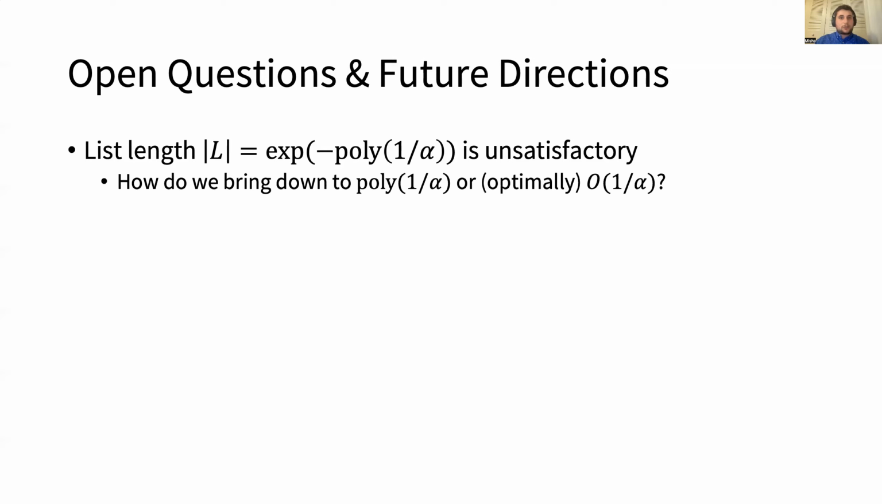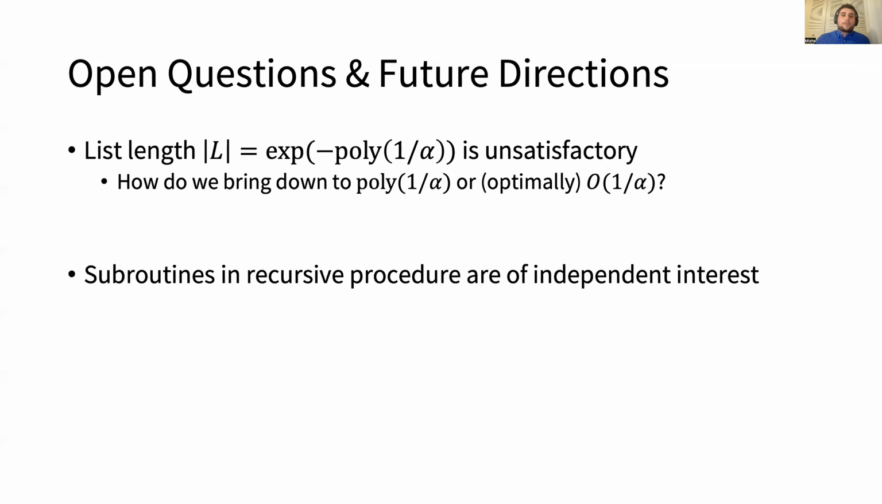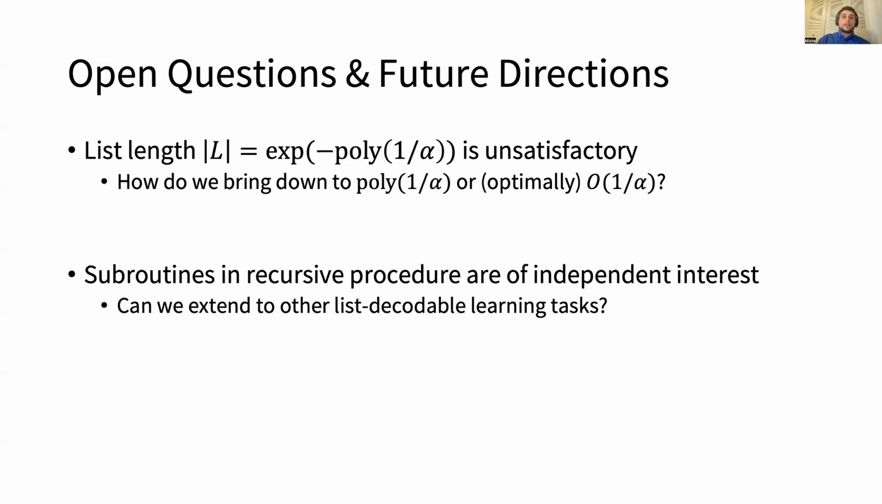The next future direction, as alluded to a bit before, is that the subroutines which are present in this recursive procedure are of independent interest. In particular, the coarse spectral recovery, the pruning outside sum of squares, and the sub-Gaussian restriction kind of have use outside of our algorithm. And one question is, can we extend these to other list decodable learning tasks? That's all for this presentation.